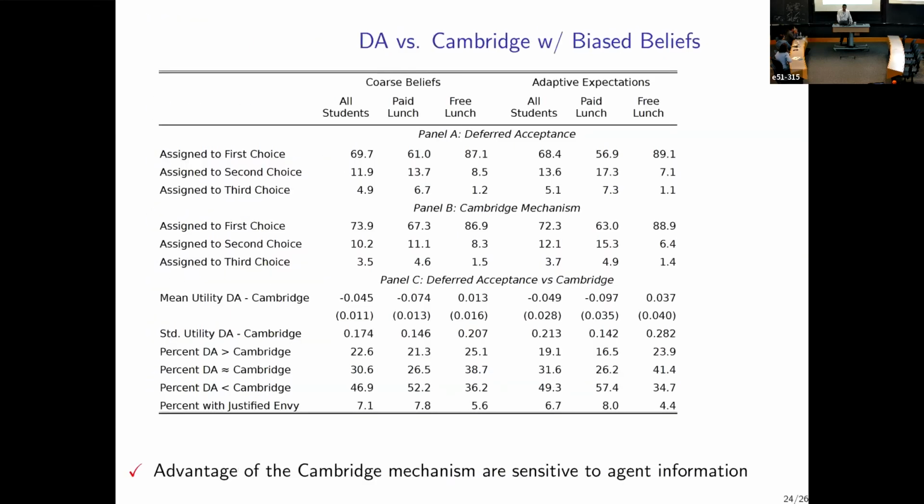Okay. And when we do everything with adaptive expectations, the results are similar, but less extreme, in terms of the magnitudes being a bit smaller, which says that there's some robustness to the results.